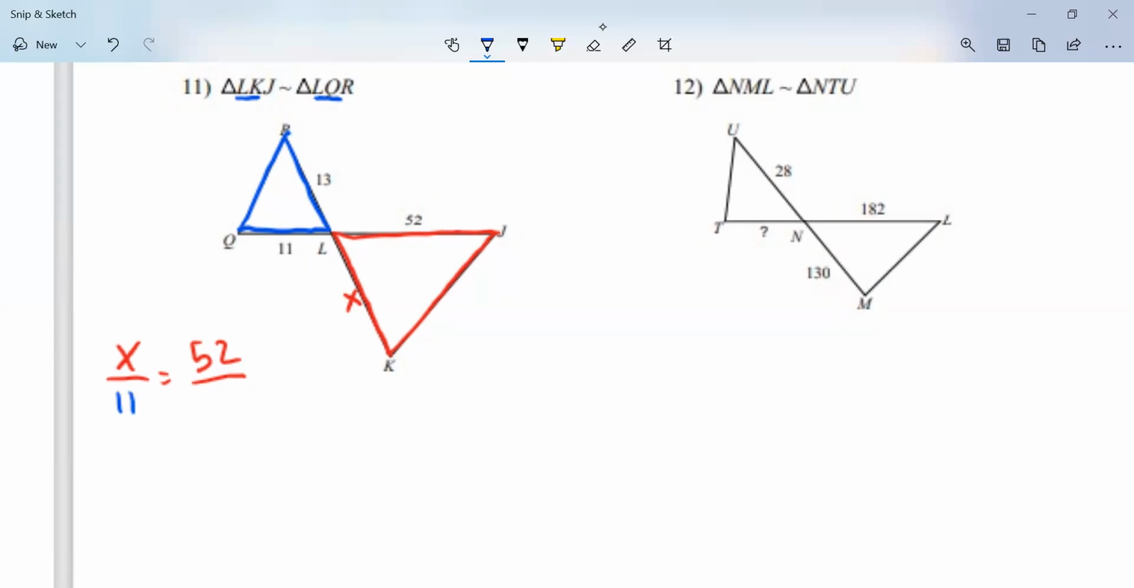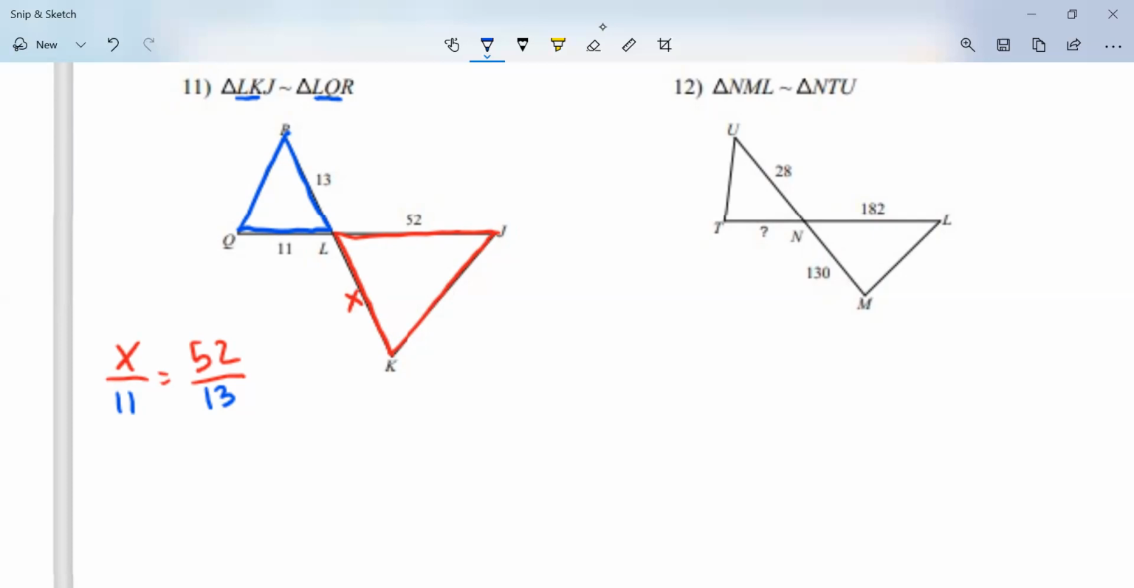Let me write my 11 under the x. And let me write a 13 under 52. So I just found out that x is smaller than 52. Like I said, if you could have seen that x is smaller than 52, comparing the length, then you already knew that x went with 11. If you cannot tell, use the notations of the triangles. Okay, now I'm ready to cross multiply.